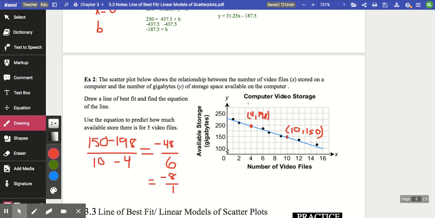So we can use one of our points to help us figure out what this starting amount is of available storage on the computer. If we think about it, when there are 4 video files, there's 198 gigabytes left. So if we add those 4 files back, that would be a total of 32 gigabytes. So what this actually looks like is I'm multiplying my rate of change by 4.